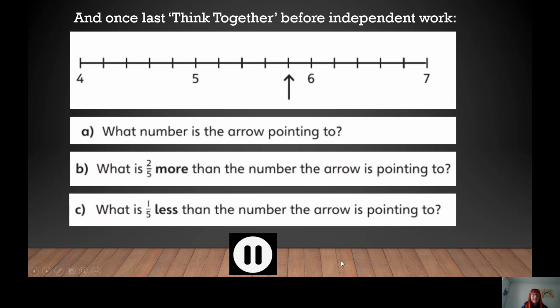Okay, so back with me. Before you paused, I asked you 3 questions. What number is the arrow pointing to? What's 2/5 more than that number? And then what is 1/5 less? So let's see how you got on.